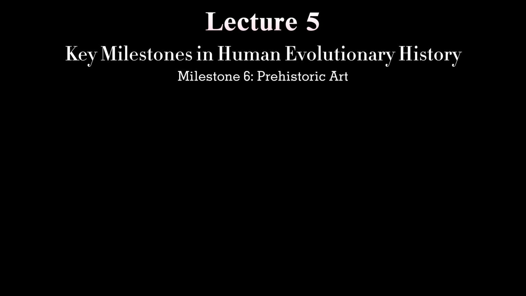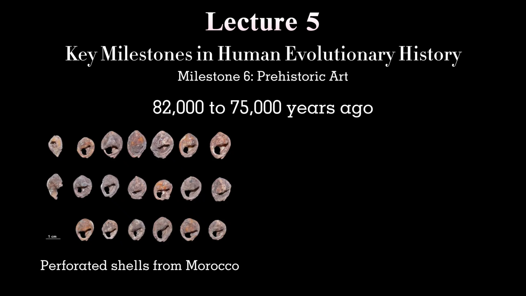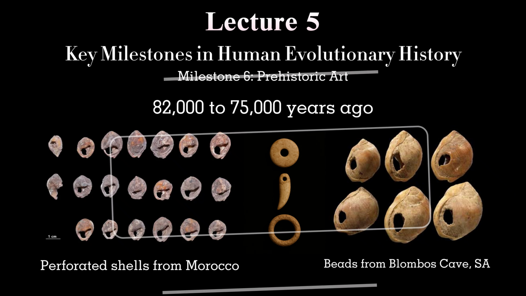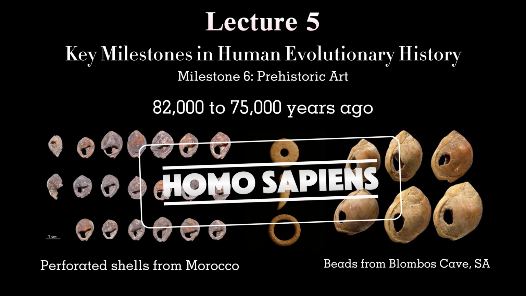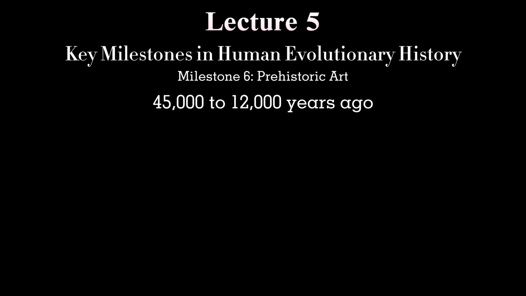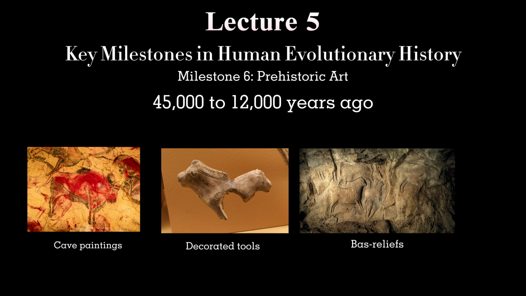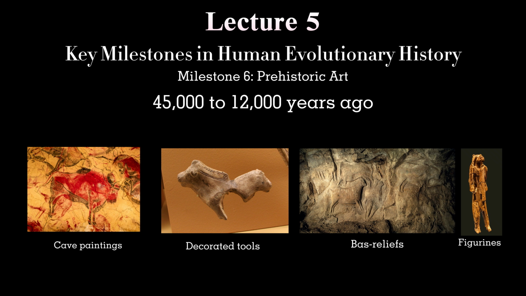Artistic expression began to spread more widely around 82,000 to 75,000 years ago, as evidenced by perforated shells from Morocco, beads from Blombos Cave, and other early forms of jewelry, including pendants, teeth, discs, and rings. These belonged exclusively to our species. Between approximately 45,000 and 12,000 years ago, there was a remarkable proliferation of complex artworks, including exquisite cave paintings, intricately decorated tools, bas-reliefs, figurines, and other forms of symbolic expression, all produced exclusively by Homo sapiens.